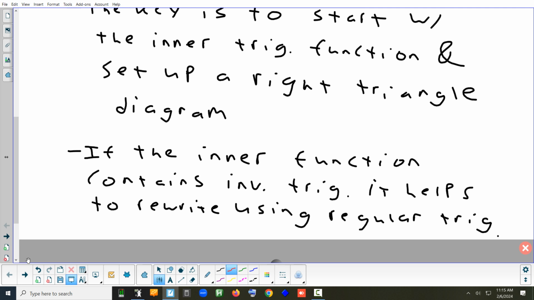The way we're going to be able to draw it as a diagram is we're going to take that inner trig function that we're starting. We're going to start, I think it was inverse cosine, and we're going to rewrite it using the fact that inverse trig always gives you an angle, and we're going to rewrite it with regular trig. Once I do that, you should see how to make a diagram.